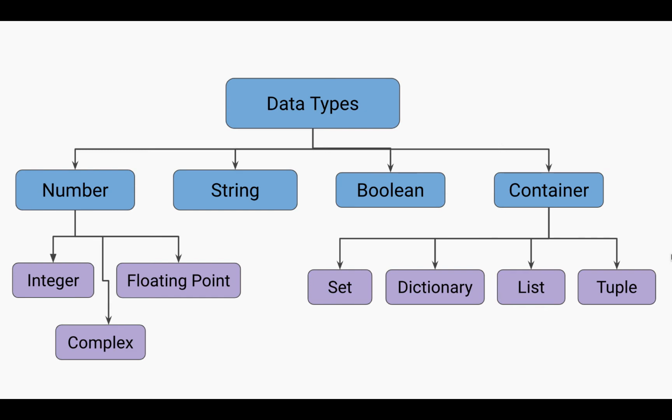So this is how everything fits together. We have number. Numbers are again classified into 3 parts: integer, floating point, and complex numbers. These 3 categories pretty much cover all types of numbers. String is a simple text type of data, and Boolean is a yes or no type of data. We use the Boolean data type to represent if something is there or not there, yes or no, 0 or 1. The last data type is container, and that contains set, dictionary, list, and tuple.